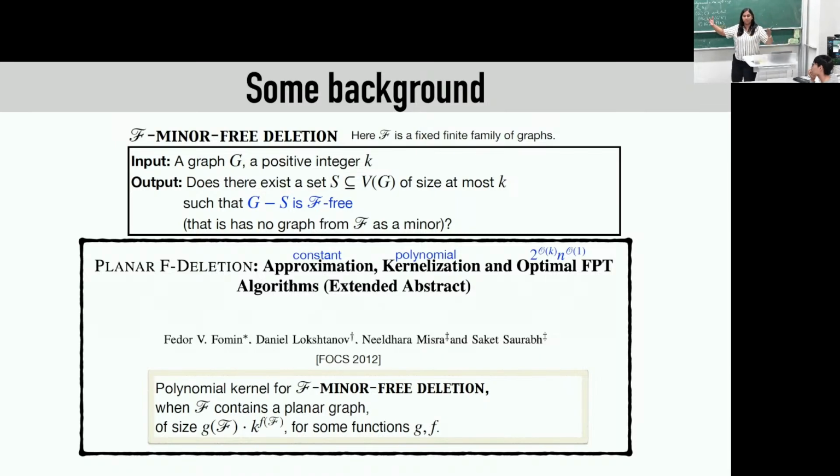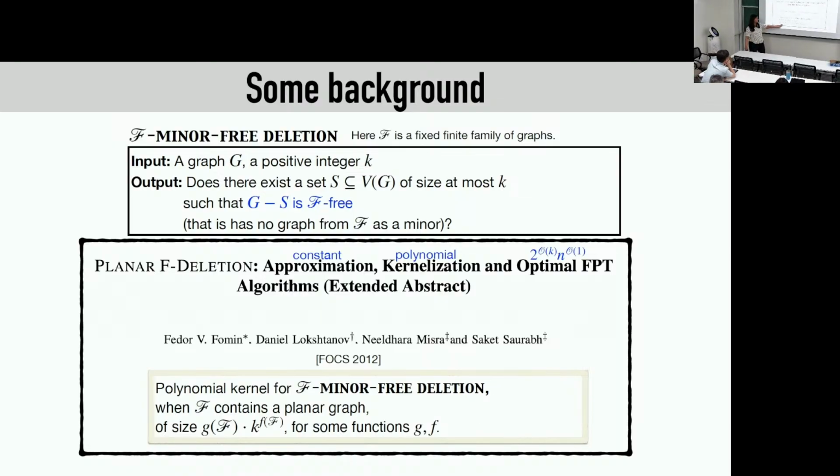So F can be an arbitrary finite family, and it can contain non-planar graphs, but it should contain some planar graph. As long as it contains some planar graph, this problem admits a polynomial kernel. This is quite a general result, and it gives polynomial kernels for all the problems that I mentioned in the previous slide. What we need to remember for this talk is the nature of the size of this kernel. The size of this kernel is polynomial in k for any finite and fixed family F. If F is fixed, this becomes some constant, this becomes some constant.